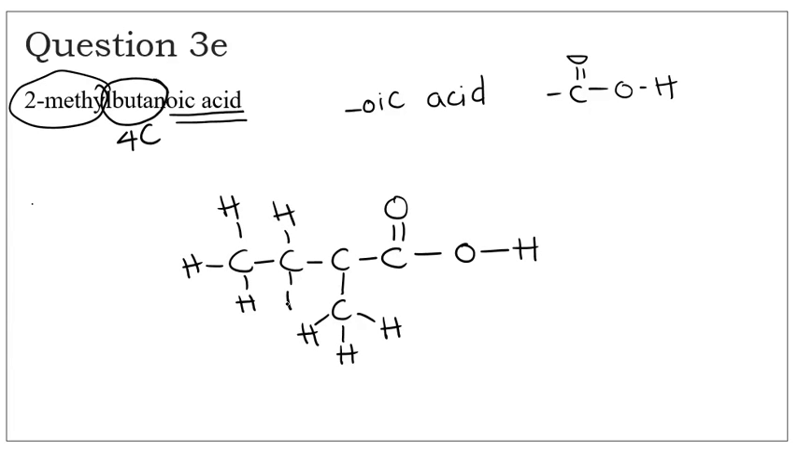I think one of the problems that sometimes students have, especially when you have a double bond, is they put in too many hydrogens sometimes. So make sure you only have 4 things coming out of every carbon. That's it.